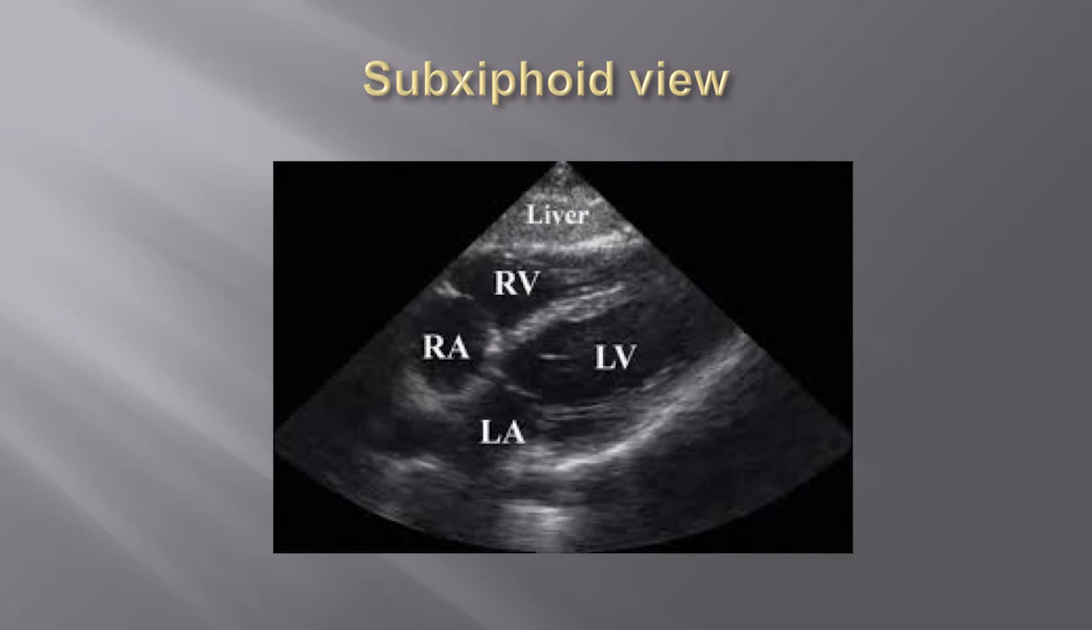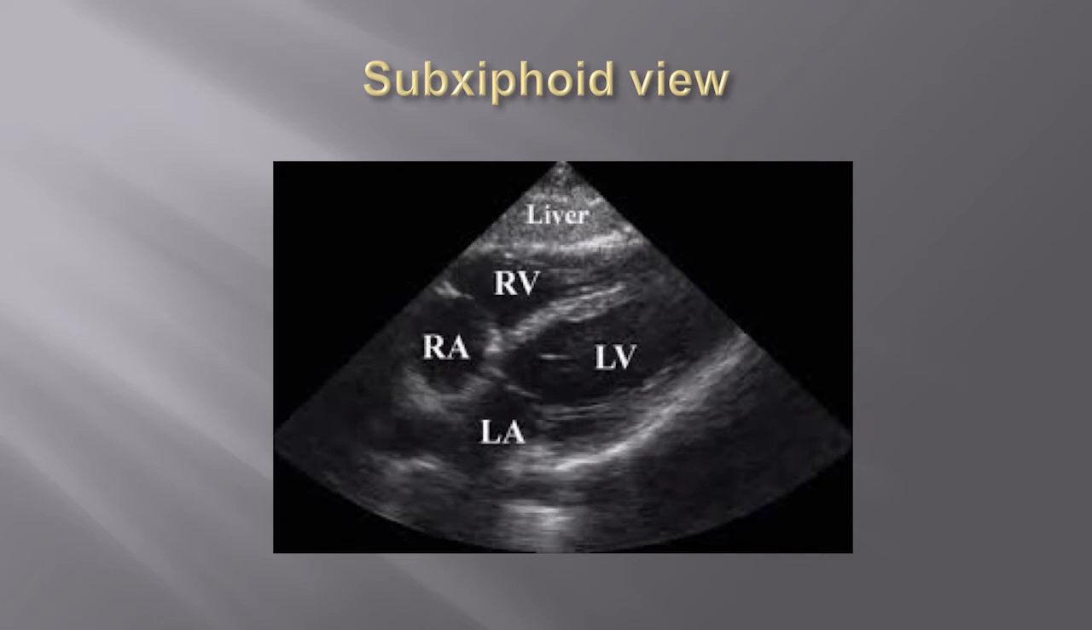Right side of the heart, right ventricle, right atrium. What are these for 500 points? What's between the right ventricle and the right atrium? Tricuspid valve, yes. Left ventricle here, left atria there, and this valve would be the mitral valve.